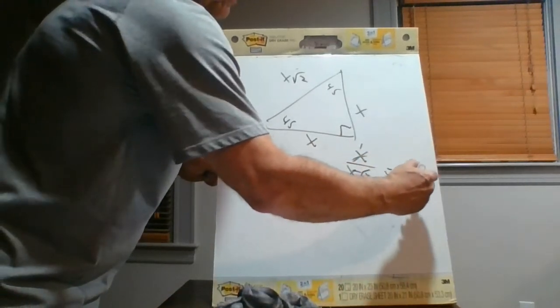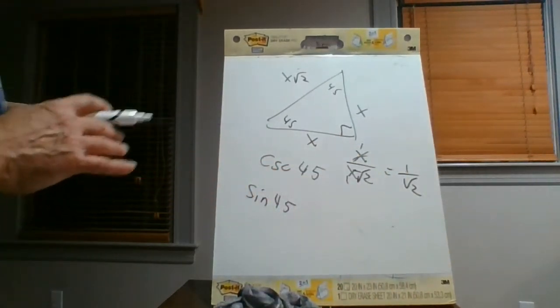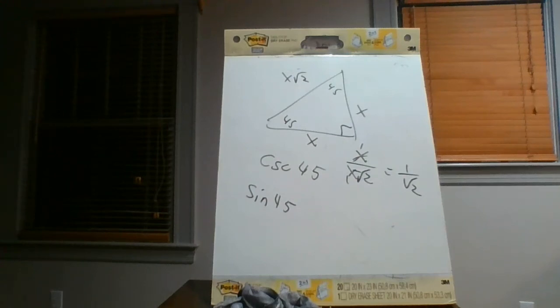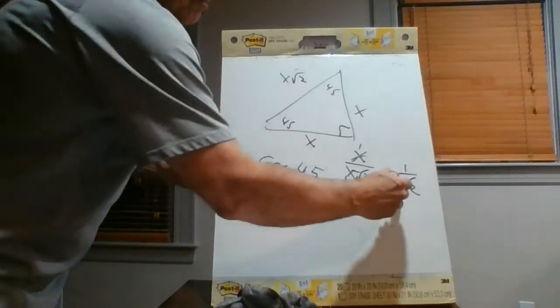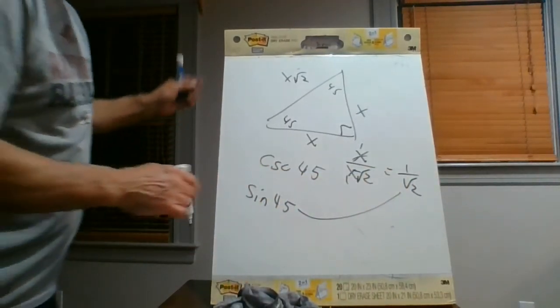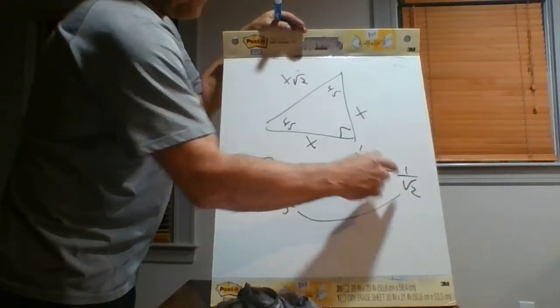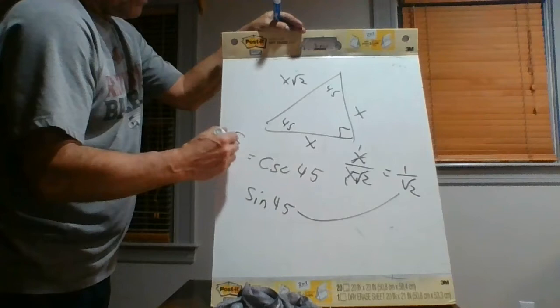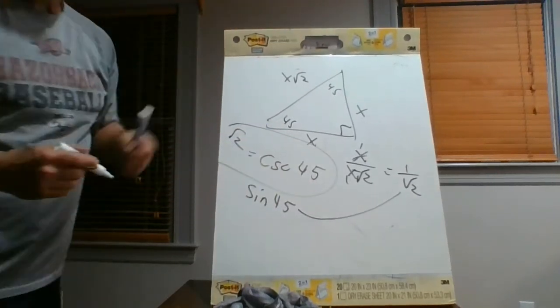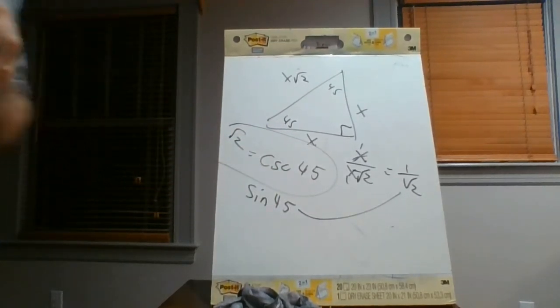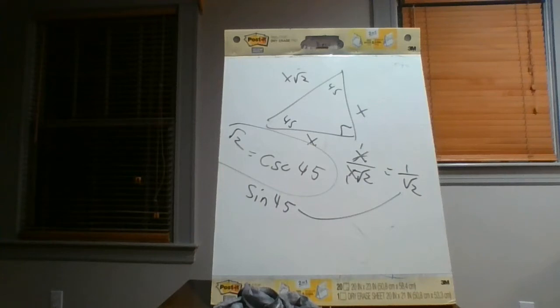1 over root 2. Now, if I just wanted sine, and only sine, then I would rationalize that. But really, I'm going for cosecant. So whenever I get sine, I'm going to have to flip it over anyway. Might as well flip it now. So flip this over, and you just get square root of 2 over 1. So cosecant of 45 is root 2.